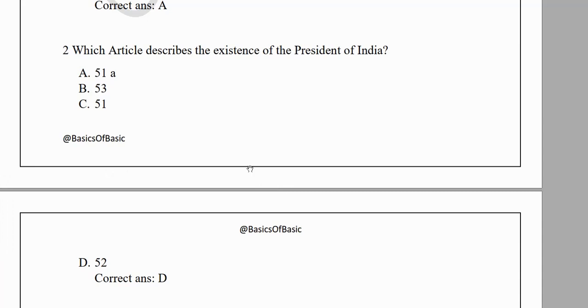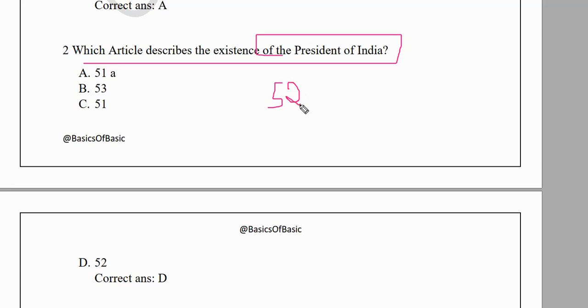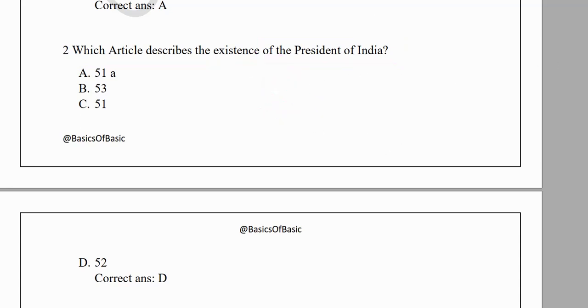Now let us discuss the different questions which are asked with respect to the miscellaneous topics. The first question is, which article describes the existence of the President of India? This is very easy. The answer will be Article 52. Article 52 of the Indian Constitution says that there shall be a President of India and other details. We just need to know the basics of important articles, because there is a huge number of articles and you can't remember everything. There are some important articles which give powers to the main personalities of India like the President, Prime Minister, Chief Minister, etc. Those things you need to remember.